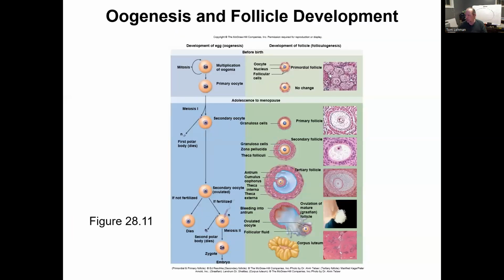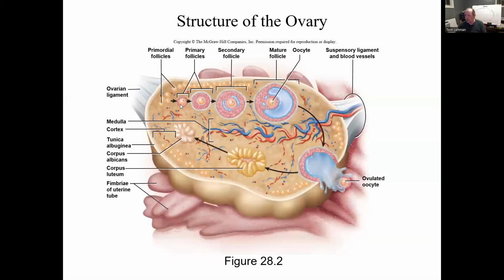And so you can see over on the right side here, there's our primordial follicles, primary follicles, we're getting a secondary, tertiary, there's our ovulation event, there's that puffy yellow corpus luteum. So again, you see this here with the primordials, primary, secondary, Graafian, ovulation, filling with blood, and then corpus luteum and corpus albicans.